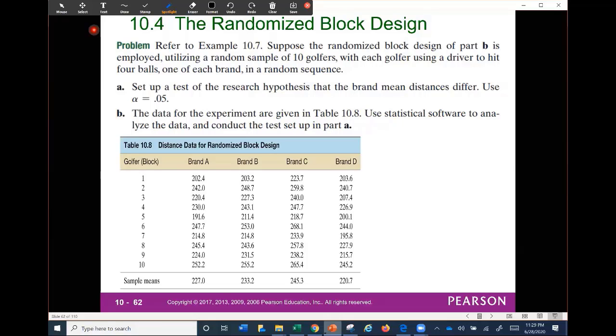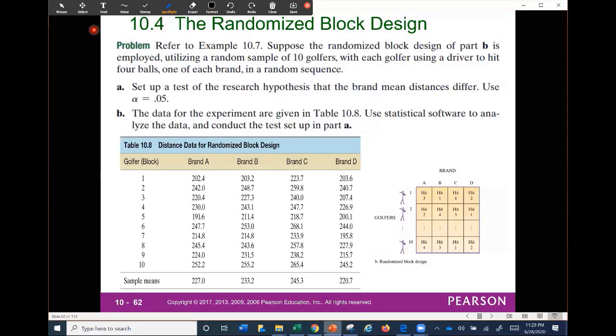Okay, the data is given here in this table. The design of this experiment is like this. We are going to use different golfers, 10 golfers. Each golfer will hit 4 balls. All of these 4 balls will be from different brands. And the order in which these balls are hit is also random. There is a random order to minimize the effect of other factors on the distance.